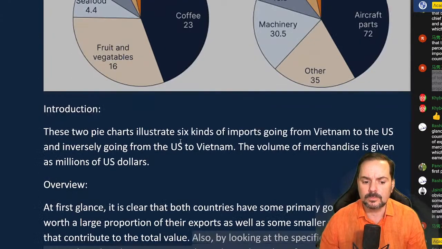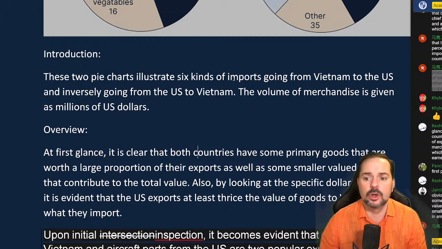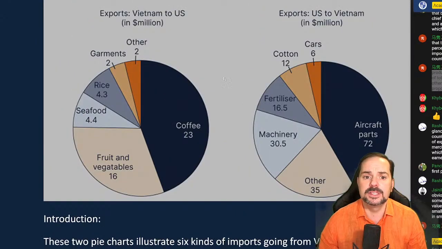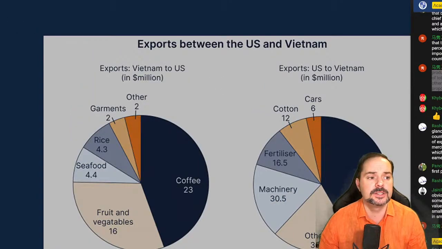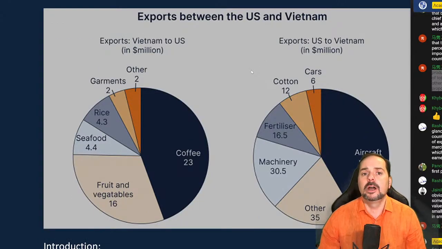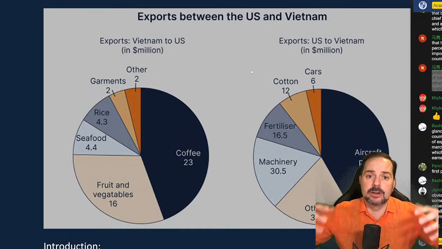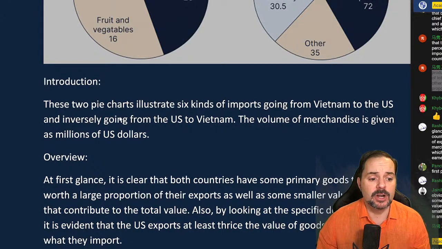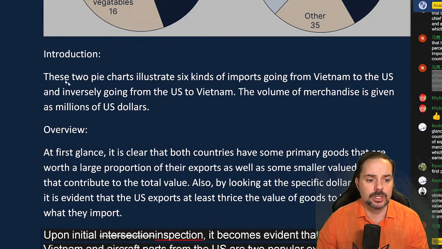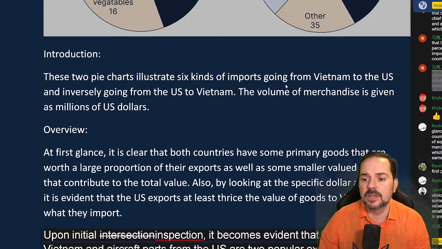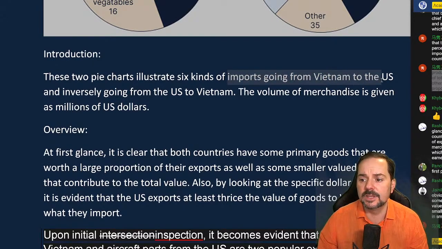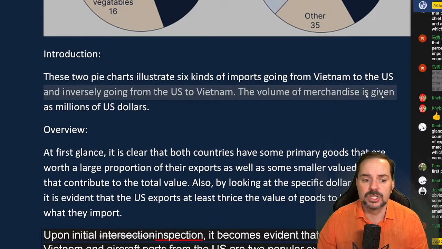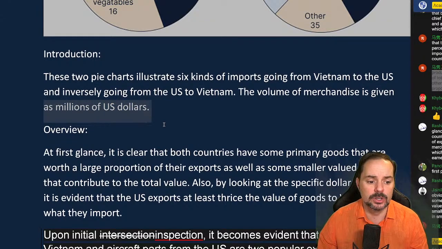Okay. So once we have the introduction and the overview, let me just again, everyone, these are the pie charts that we're looking at here. It's the exports between the US and Vietnam. It's 2 pie charts. Pie charts are used to represent data from a whole, so here from the total value in millions of dollars. And then we have our introduction and our overview. So here's the introduction. These 2 pie charts illustrate 6 kinds of imports going from Vietnam to the US and inversely going from the US to Vietnam. The volume of merchandise is given as millions of US dollars.